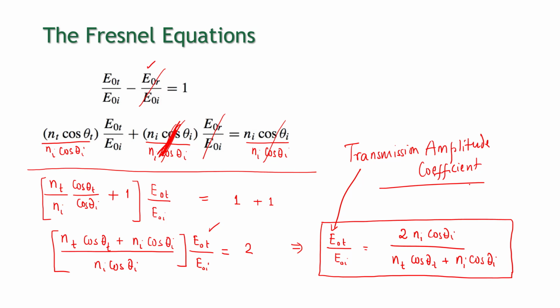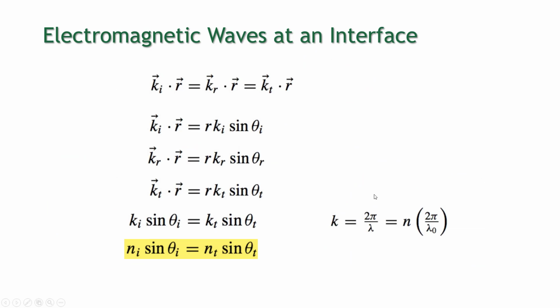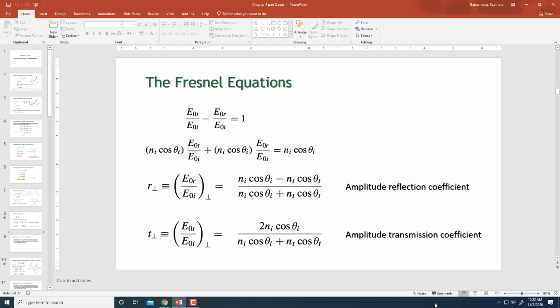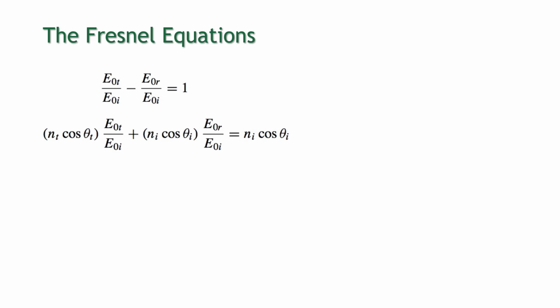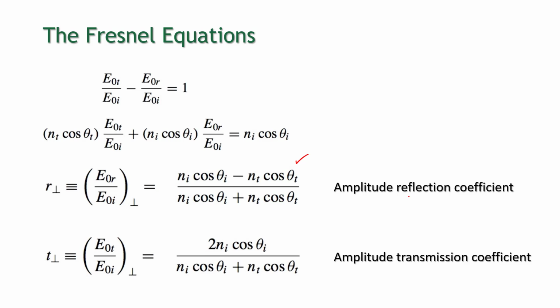In the same way, what else we want to find? Yes, we also want to find this one. So EOR over EOI, and you do the same thing, exactly the same thing, just do that algebra. Okay, so when you do that, you get this expression. So this is the amplitude reflection coefficient. We got amplitude transmission coefficient, we got this one, and in the same way you can also get that.